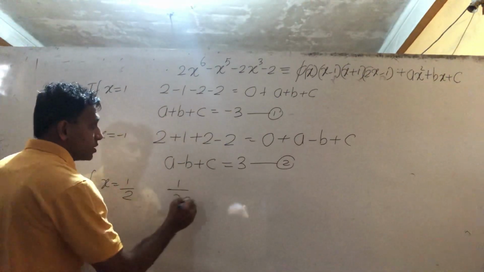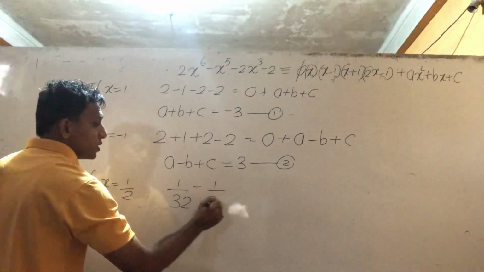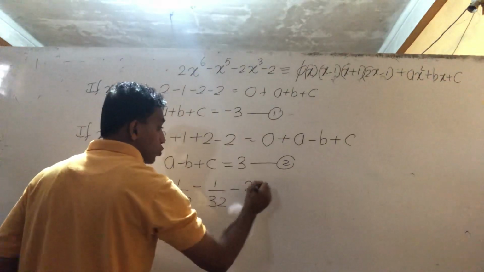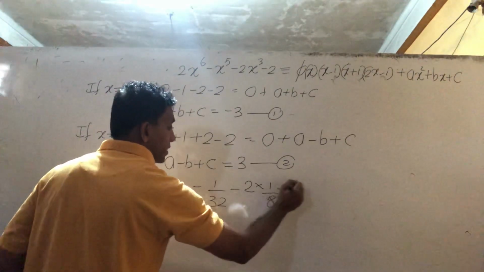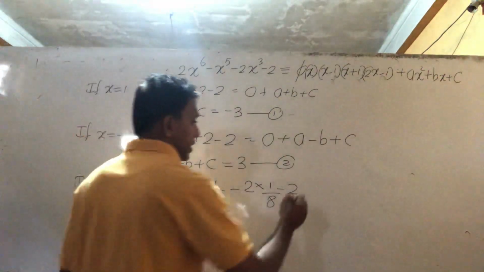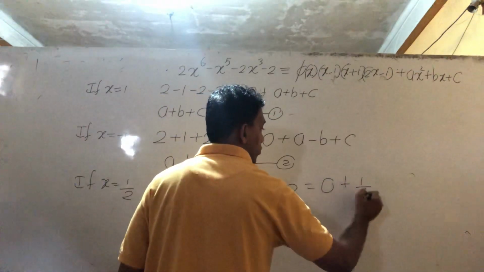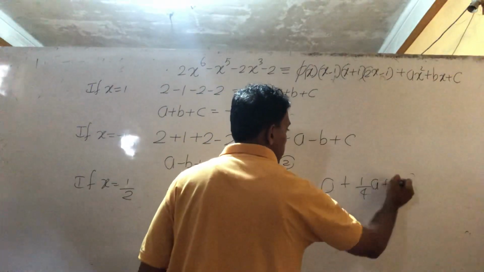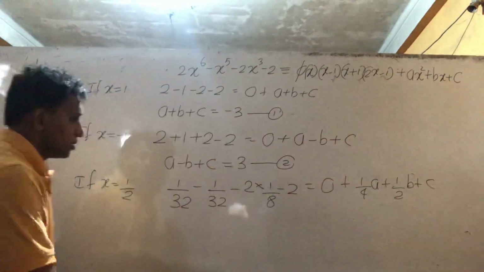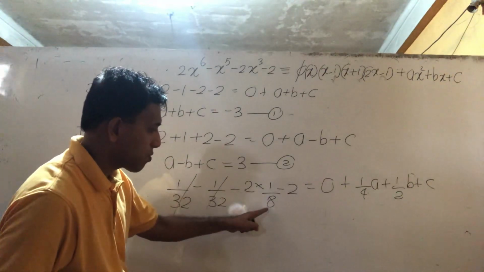1 over 32. Okay. The half minus, here also 1 over 32. See, simple values now. Here what is 8? 2 into 1 over 8 minus 2. So properly see, if you miss that, everything is wrong. The other side 0. x equals half, 1 over 4a, x equals half, b plus c. So 32 cancel. Here cut 4, here below 4.